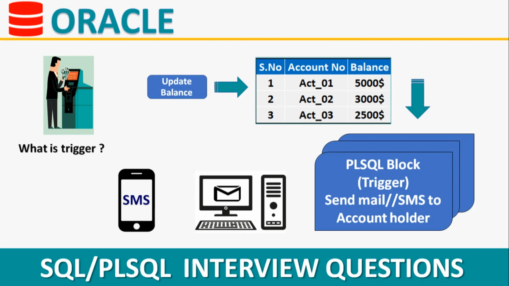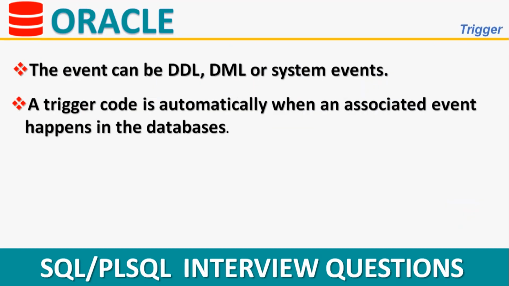After performing the transaction, you get the SMS. This is done by the triggers. See, the amount and date, so 100 rupees debited. The event can be DML, DDL or system events, which we already discussed. A trigger's code runs automatically when the associated event happens in the database.